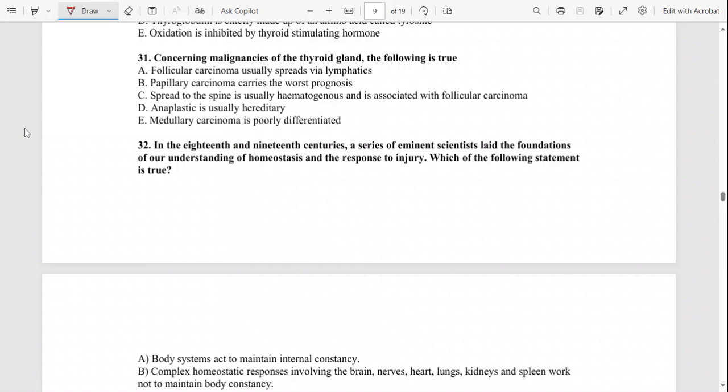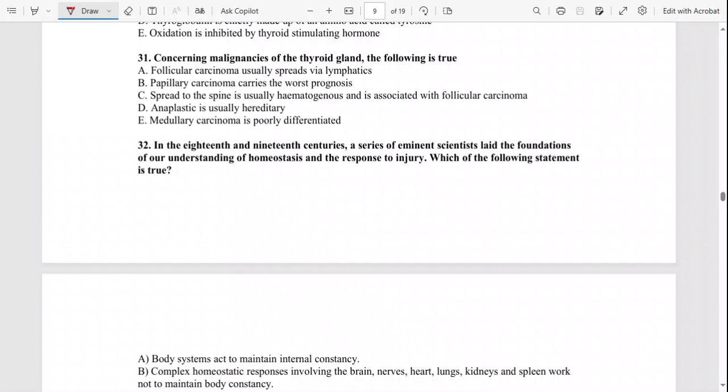Question 31 is saying, concerning malignancies of the thyroid gland, the following is true. First one says, follicular carcinoma usually spreads via lymphatics. The next one, papillary carcinoma, carries the worst prognosis.